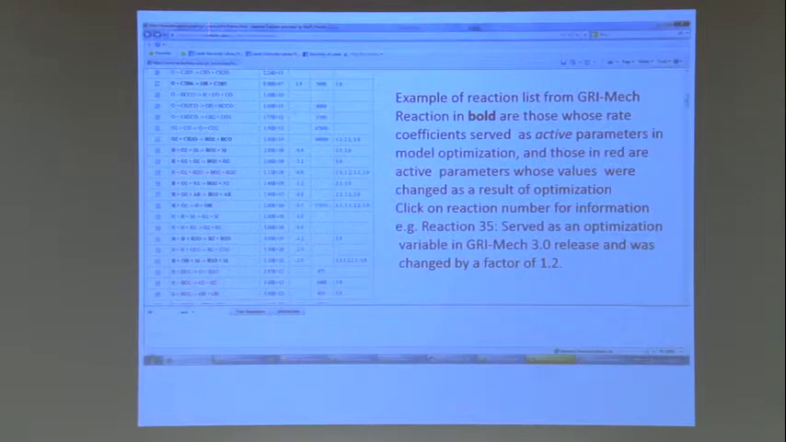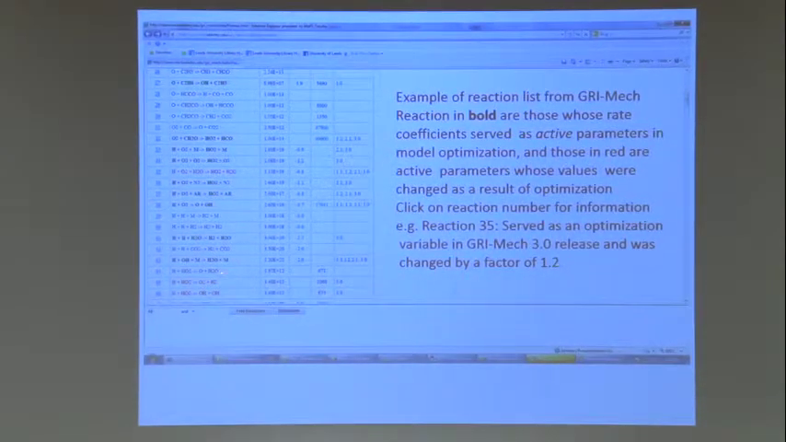So this is an example of the optimization process. The bold reactions are the ones that they decided should be optimized. They looked at sensitivities and decided that these are the reactions that could be optimized. And the ones in red are the ones whose active parameters were changed as a result of the optimization. So the bulk of these weren't changed, but you can see there that H plus O2 plus water going to HO2 plus H2O was changed.